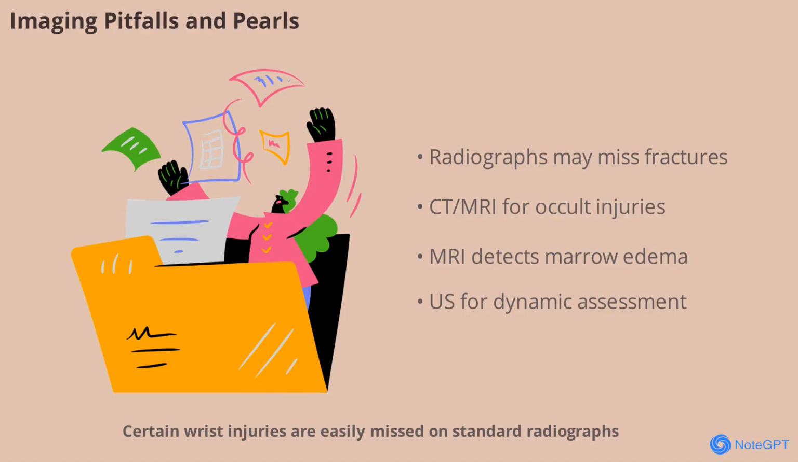Wrist injuries are easily missed on standard radiographs. Up to 25% of scaphoid fractures and many hamate hook fractures may not be visible. CT and MRI are essential for detecting these occult injuries. MRI is also superior for identifying bone marrow edema, early avascular necrosis, and soft tissue pathology. Ultrasound is valuable for dynamic assessment and guiding injection. Being aware of these imaging pitfalls ensures that subtle but significant injuries are not overlooked, leading to better patient care.